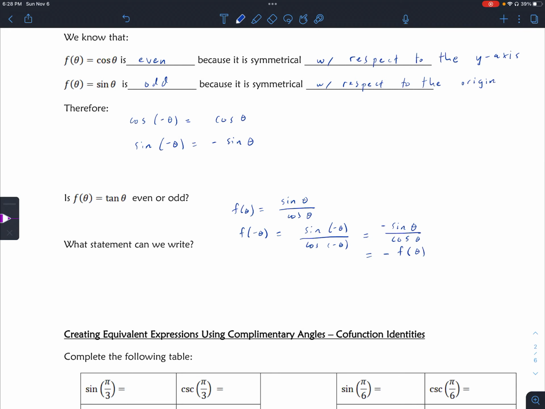So therefore, we can conclude, and write it here, that tangent theta is odd, or we could say, is an odd function.